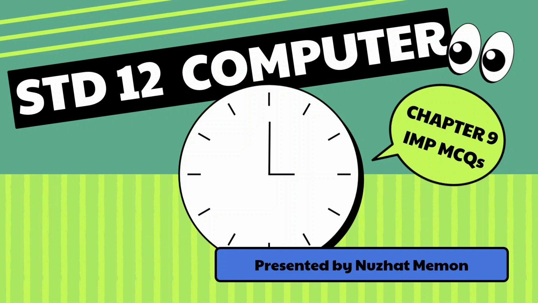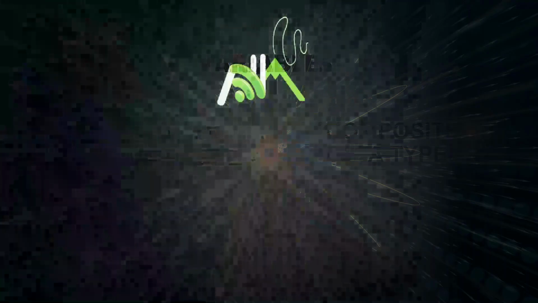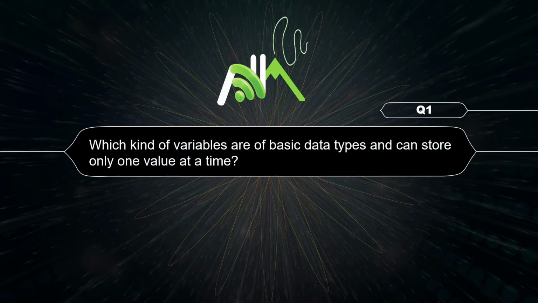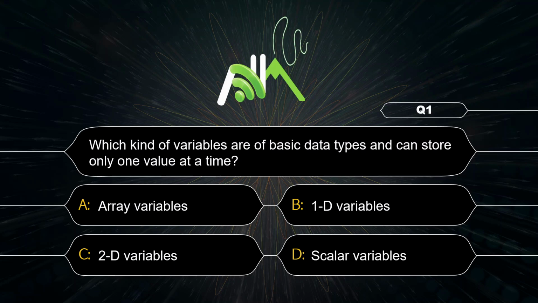So let's move on to our very first topic, that is scalar variable and composite data type. Scalar variable holds a single value at a time, while a composite variable can hold multiple values. Array and string are composite data types that can store a collection of more than one data value. Now we will see our very first question of this session. Which kind of variable is of basic data type and can store only one value at a time? That is scalar variable. Correct option is D.